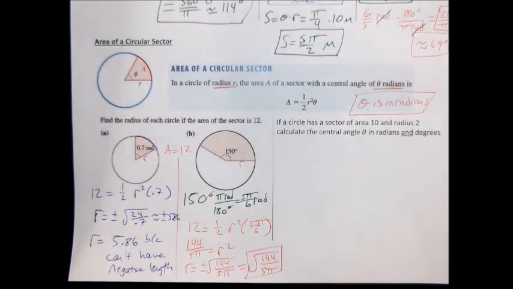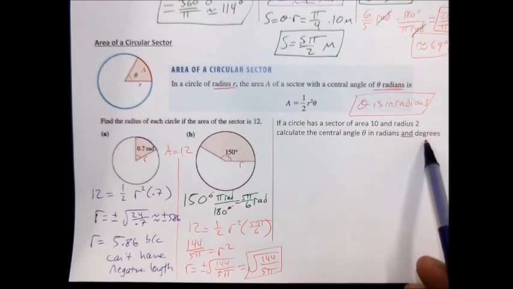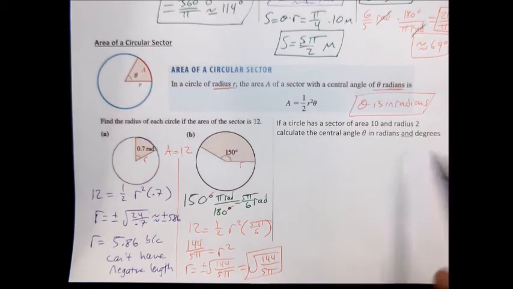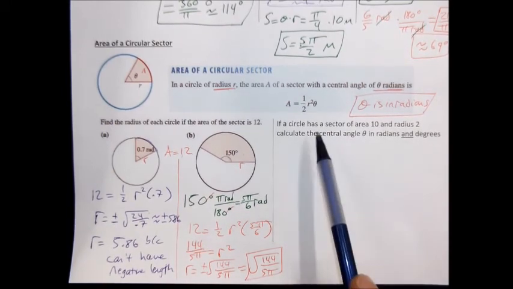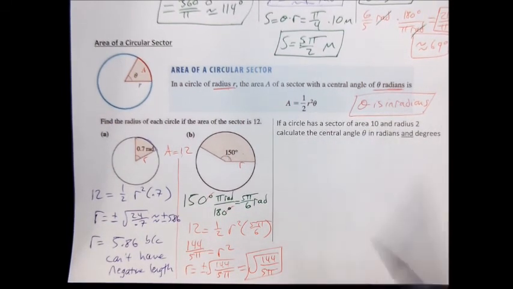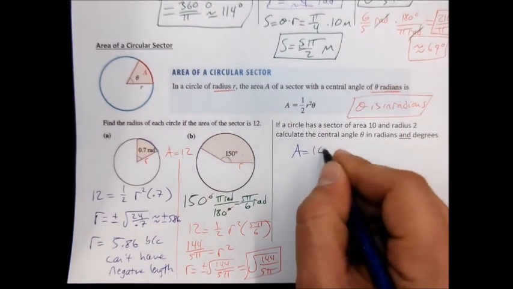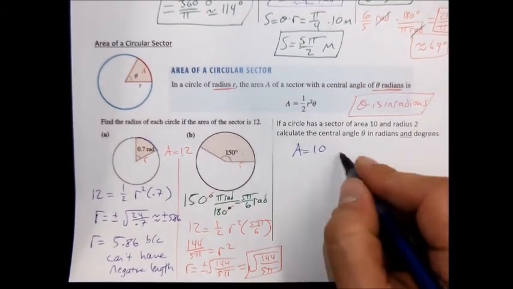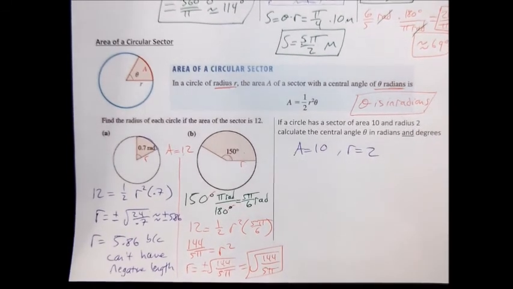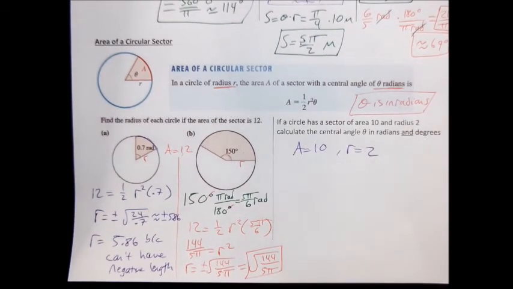Give the last one a go, unless there's a question about that one. Last one's very similar, and you're going to get to convert from degrees and radians again. You're just not given a picture, right? So we have an area of 10, so we were given A equals 10, and we're given that the radius is 2. And so plug it into the formula, find one, convert it to the other.